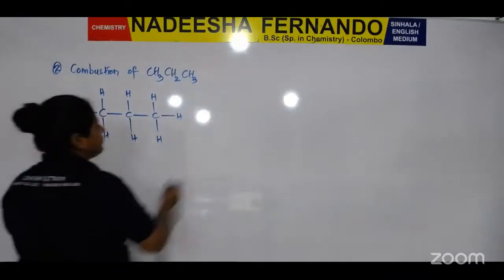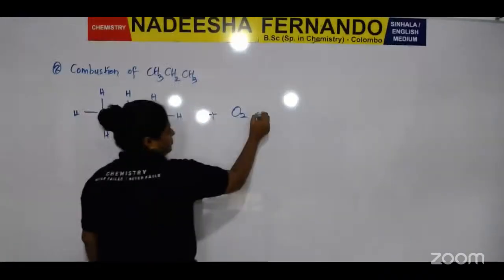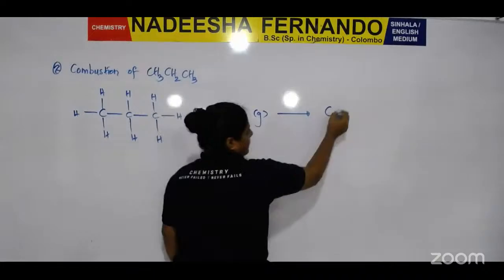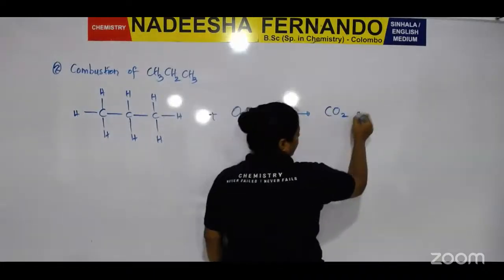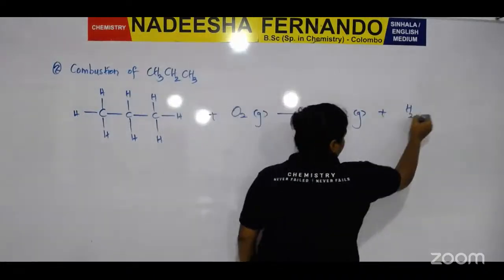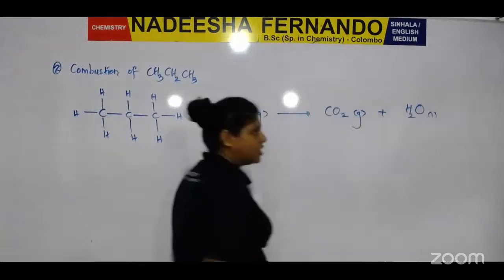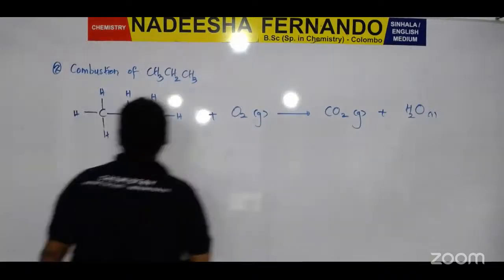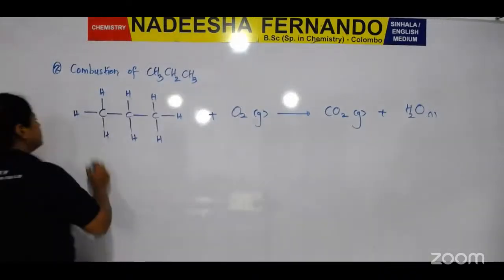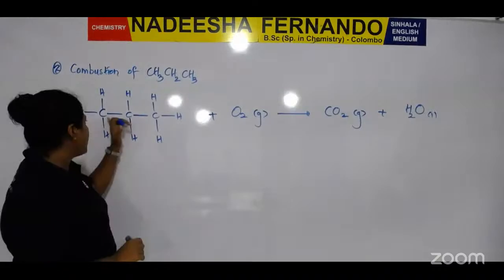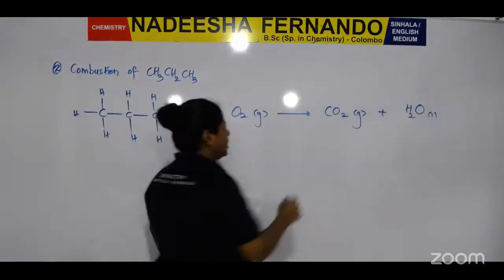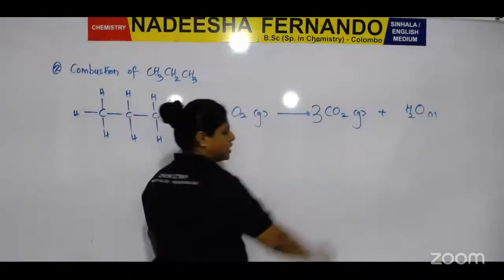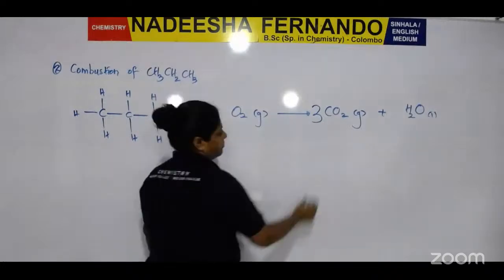React with oxygen. Mainly produce carbon dioxide plus water. Water at room temperature is in the liquid state. So here, first we need to balance the carbons: 1, 2, 3 carbons. Therefore, multiply carbon dioxide by 3.